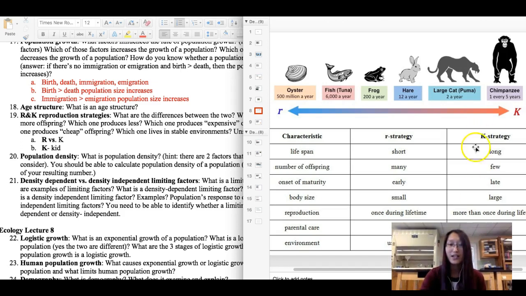If you look at the K strategy right here, you have a long lifespan. A chimpanzee or a human being has a pretty long lifespan. We have very few offspring, but each offspring is expensive. It takes a lot of energy to make that one offspring. And then there's a lot of parental care, and the environment is generally stable.